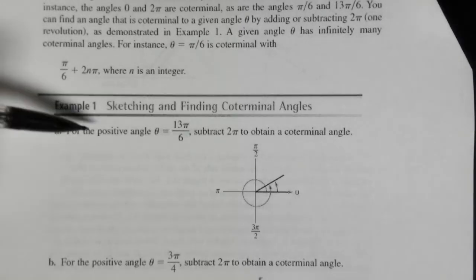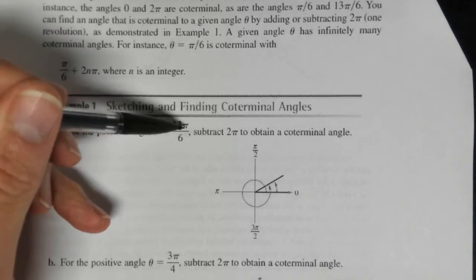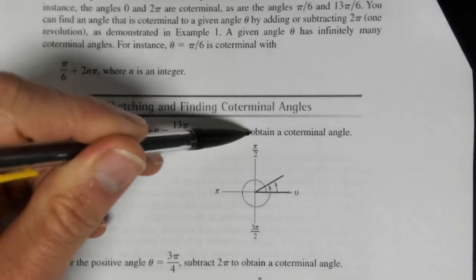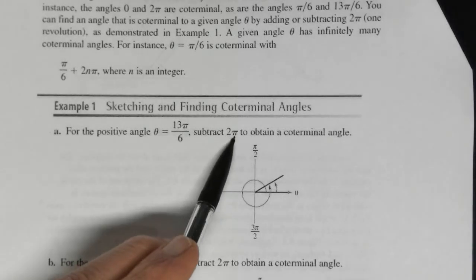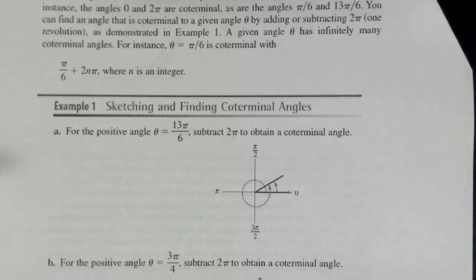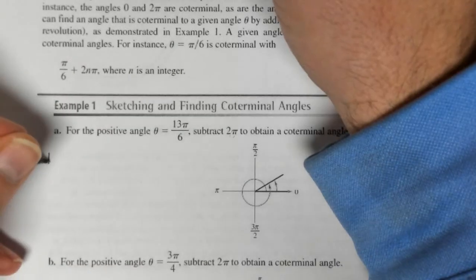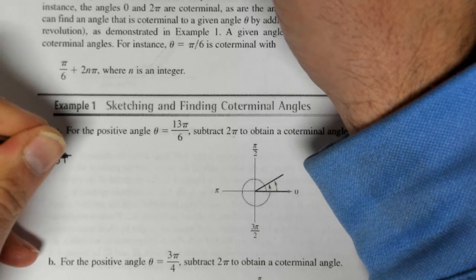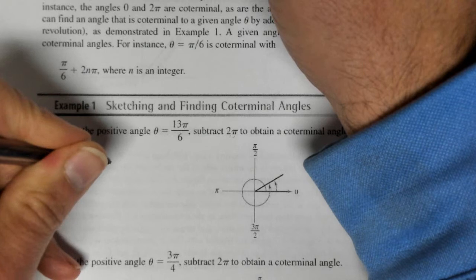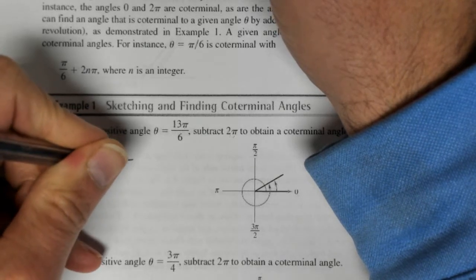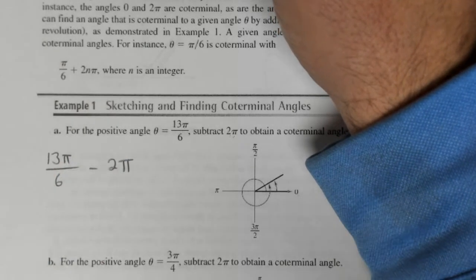Okay, so it says for the positive angle, 13 pi over 6, subtract 2 pi to obtain a coterminal angle. All right, so they want to know what is the coterminal angle that can be obtained by subtracting 2 pi. Okay, so we'll start off with the angle 13 pi over 6, and we want to subtract 2 pi to get another coterminal angle.